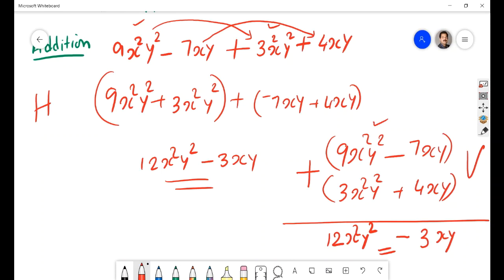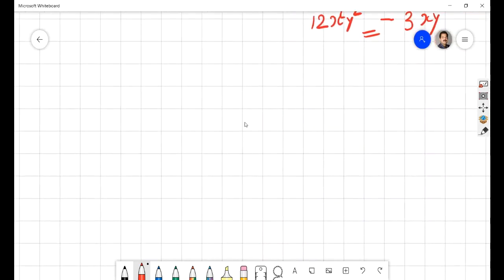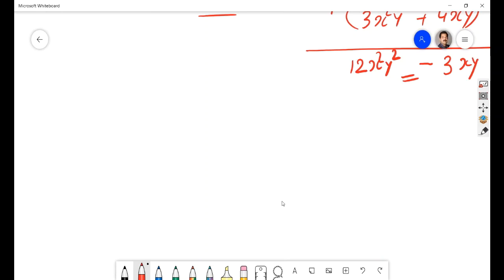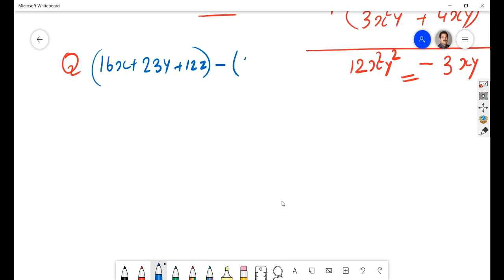An example of addition having a little complicated term was shown to you. I would like to show you a subtraction type of sum also. In that case, you will come to know how it works. Okay. For that, let me take an example from your textbook. The question is 16x plus 23y plus 12z. This is one set of algebraic expression. Subtraction to be done from this, minus, according to the question, the other expression is 9x minus 27y plus 14z.